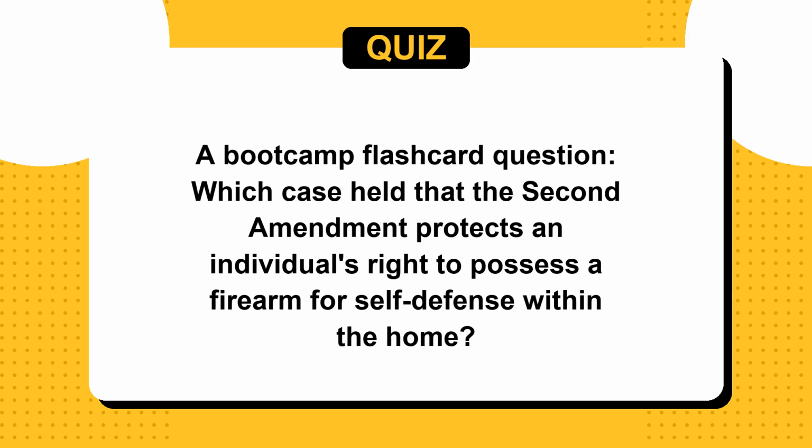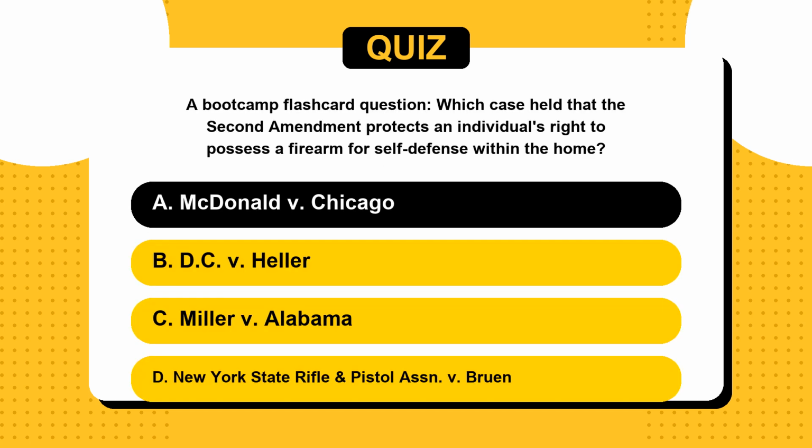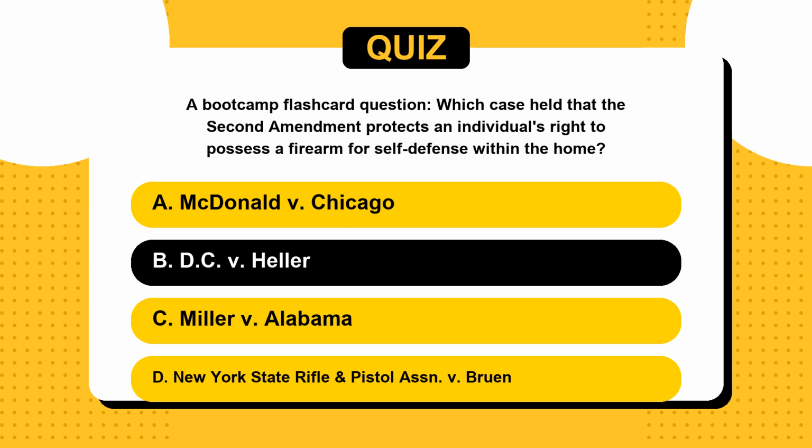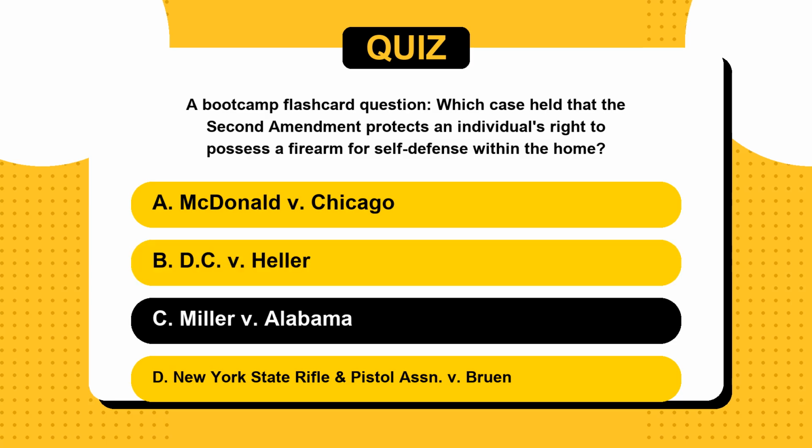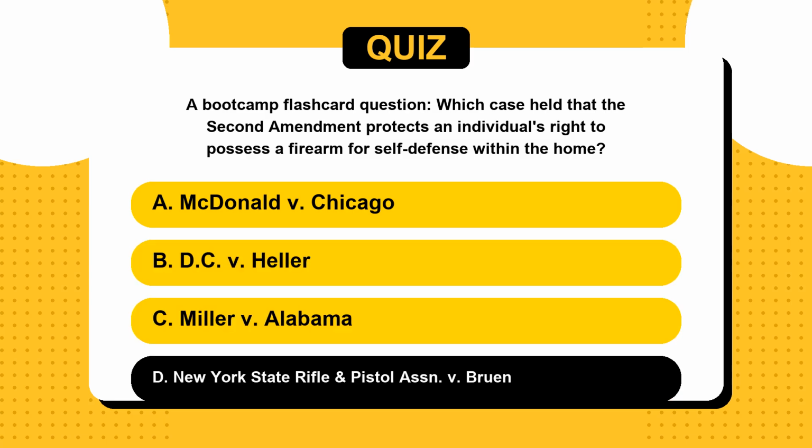Next question. A bootcamp flashcard question. Which case held that the Second Amendment protects an individual's right to possess a firearm for self-defense within the home? Is it A, McDonald v. Chicago? Or B, DC v. Heller? C, Miller v. Alabama? Or D, New York State Rifle and Pistol Association v. Bruin?